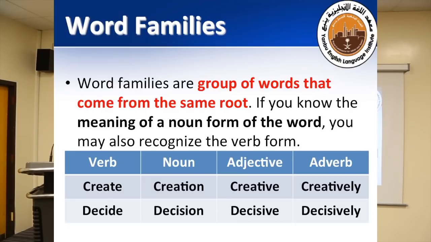The second example is the word decide. Decide is a verb. Decision is a noun. Decisive, adjective. And decisively is an adverb. As I told you, word families are a group of words which come from the same root. So if you know one root, then this root will help you recognize the other forms of the word.